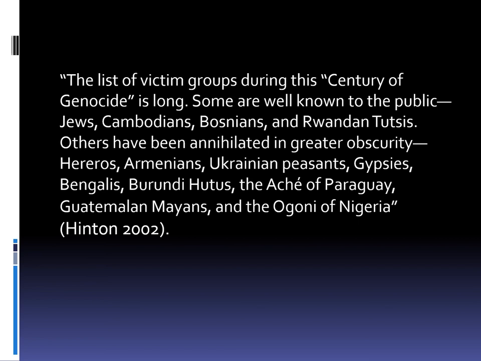Hinton goes on to say, some of the genocides of the 20th century we have knowledge of, quite well known publicly, although not all. However, the Hereros, the Armenians, Ukrainian peasants, Gypsies, Bengalis, Burundi Hutus, the Aché of Paraguay, Guatemalan Mayans, and the Ogoni of Nigeria are just a few other ethnic groups. And there are many, many more who were annihilated or attempted to be annihilated by the state that was building itself upon their disappearance.